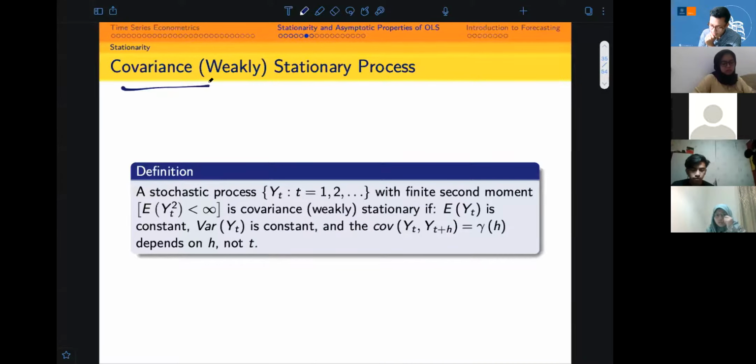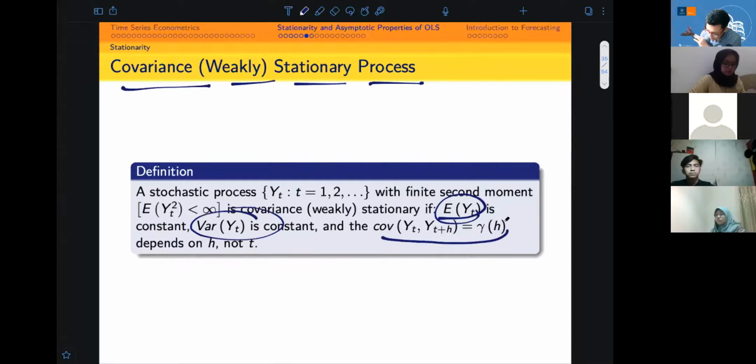So the definition of a covariance or weakly stationary process. It's rather long, but I want to focus on several key components of this definition. Okay. The first one is that it has a constant mean. It has a constant variance. However, the covariance between the observation that we see today and the observation that we see h periods ahead is going to be a function of the length of h, okay? The relationship between the observation that we observe today and t plus h is not dependent on the time period itself, but just on how far away the observation is. So this is a definition of a covariance or weakly stationary process.